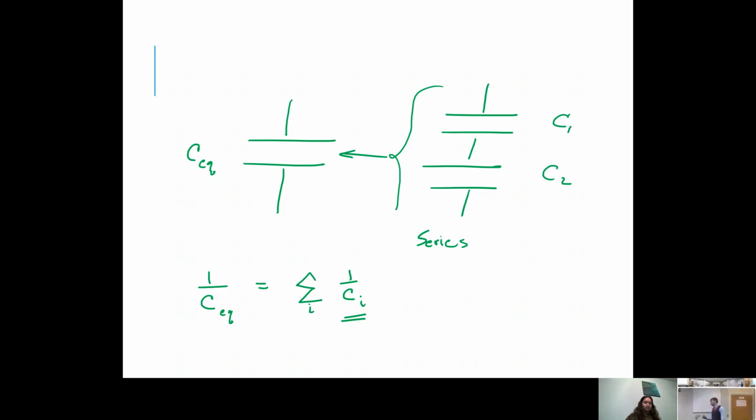Same if you ever get into guitar playing. Anybody like guitars or building amplifiers? Okay, I see some shaking. Same thing. If you're designing an amplifier circuit, you'll find that you want capacitances that aren't available, and so you'll have to mix and match.